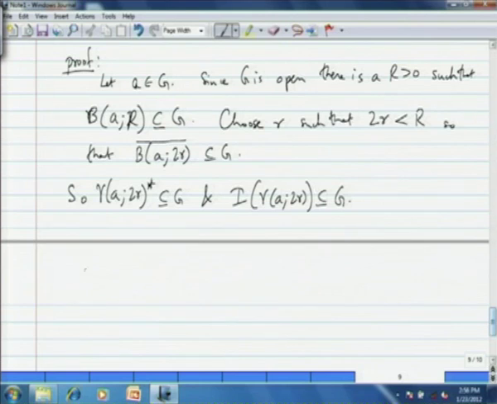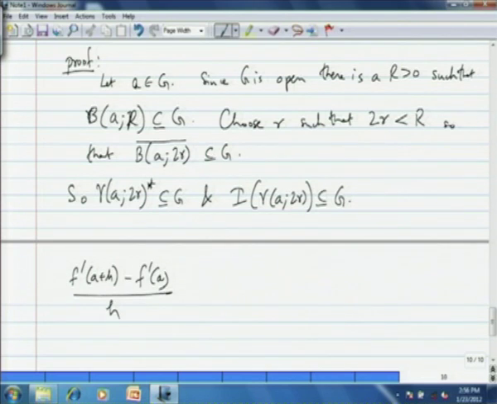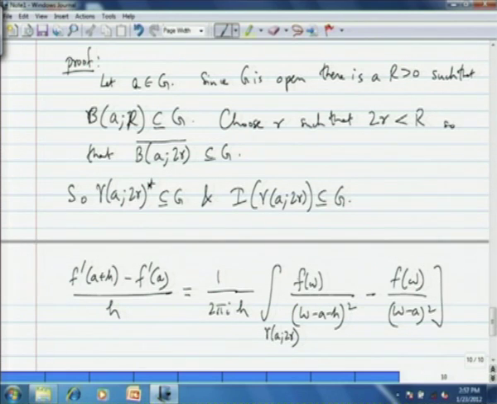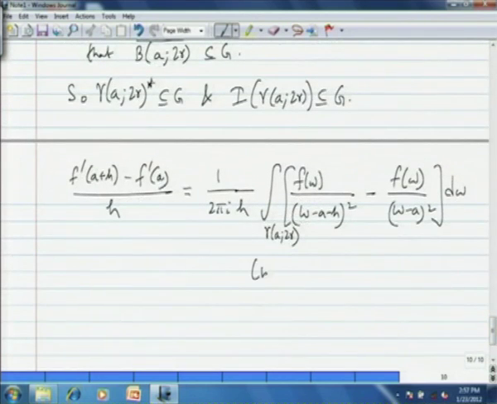Now we will look at this quotient, f prime of A plus H minus f prime of A, divided by H. Like we did for the previous proof, we will consider this quotient, and we will notice that this is 1 by 2 pi I times H. This H in the denominator I am carrying forward, and I will use Cauchy's integral formula for the first derivative, which was proved in the previous theorem, on f prime of A plus H and on f prime of A. That will give me the integration over gamma A to R of f of w by w minus A minus H squared minus f of w by w minus A squared dw, by the previous theorem.